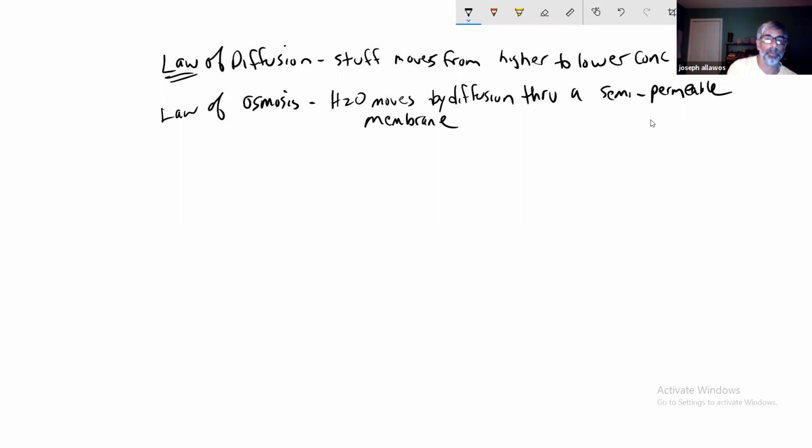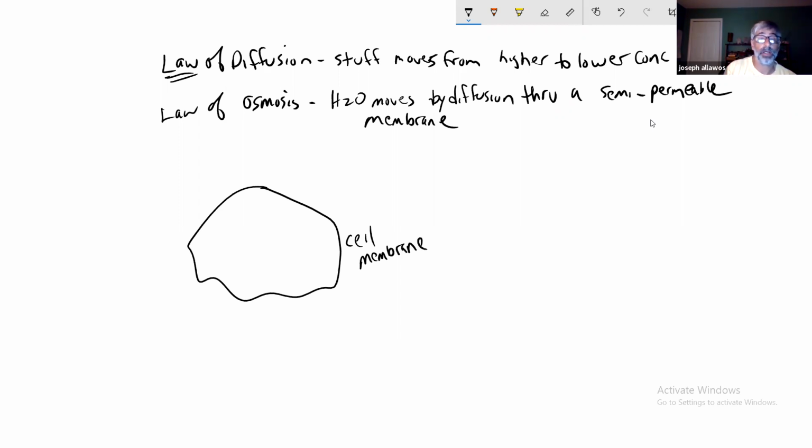So what does this mean? Well, what's the semi-permeable membrane? It's the cell membrane, right? That's what we're getting at here. And it turns out that if you have a concentration gradient for water, water will pass readily through this cell membrane. The membrane isn't really a barrier to water.